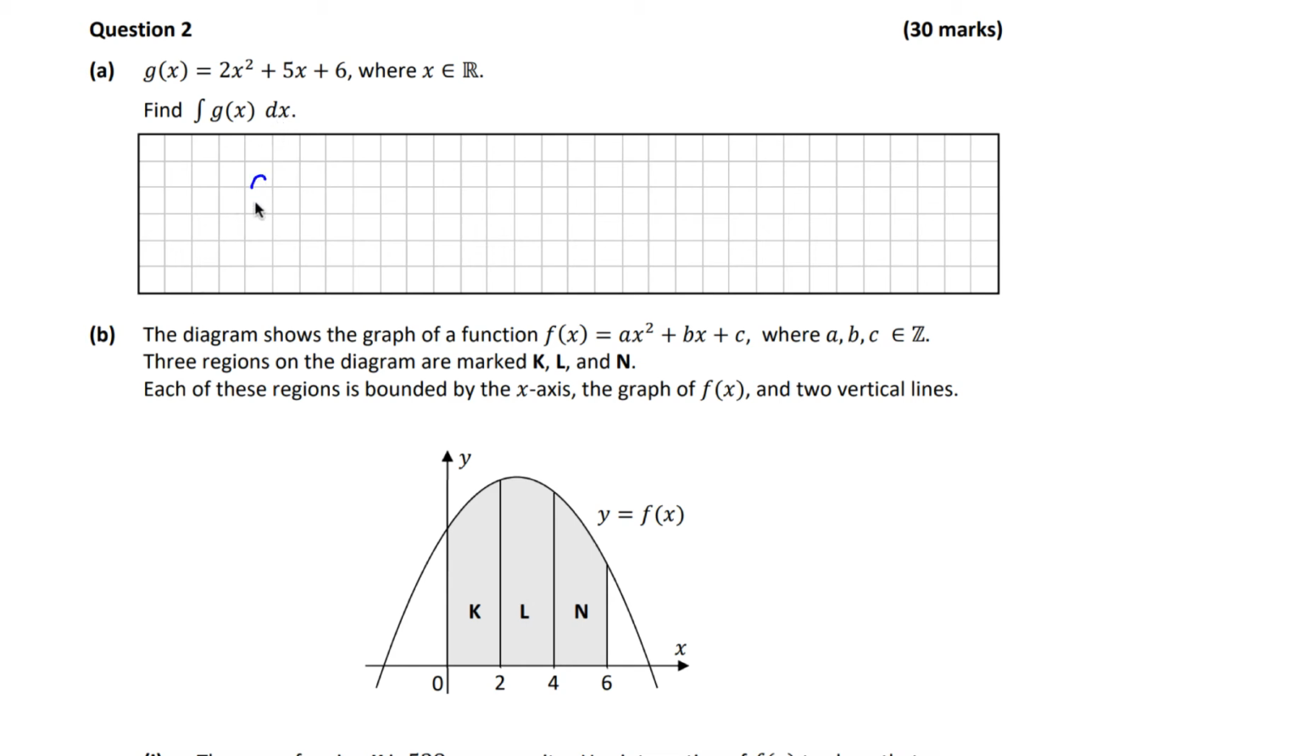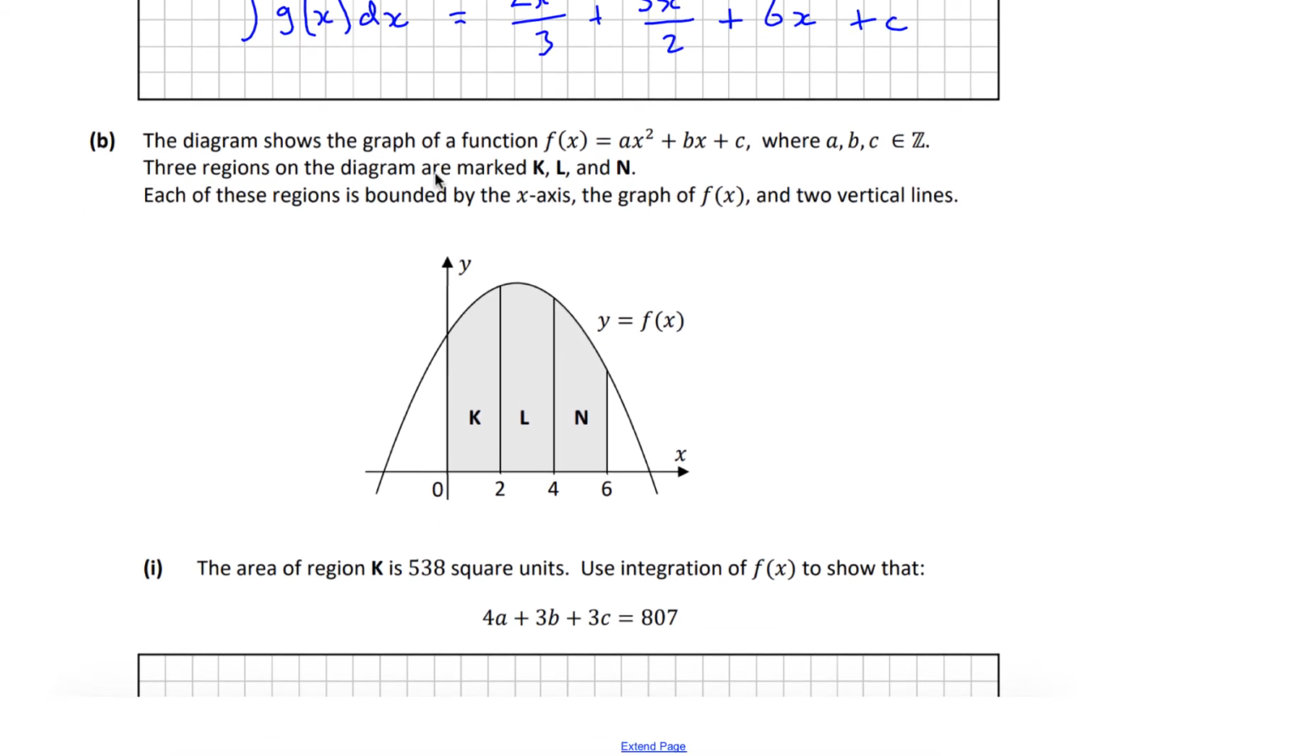Welcome to O'Reilly Maths. This is the Leaving Cert paper higher level from 2022 and we're looking at question number 2. Part A. We're given a function g of x is equal to 2x squared plus 5x plus 6 where x is an element of the real set, and we're asked to find the integral of this function g of x with respect to x. Okay, so the integral of g of x with respect to x is equal to, and you raise the power and then you put it over that power as a fraction, plus 5x squared over 2 plus 6x over 1, or 6x, plus the constant of integration. That's the straightforward first part.